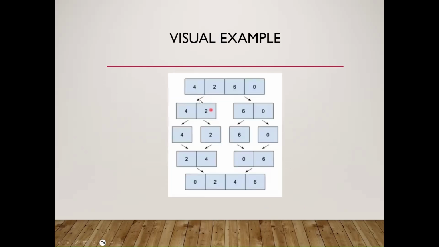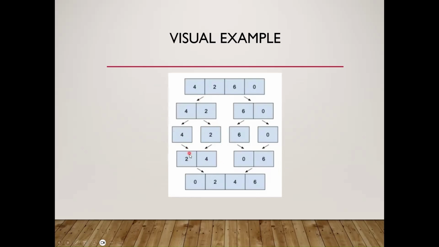And here's a visual example. So this is an unsorted array. It will first start breaking down into halves. As you can see, these two halves get broken down, and these two halves get broken down, until one element is left in an array, and then these will start merging in a sorted manner.